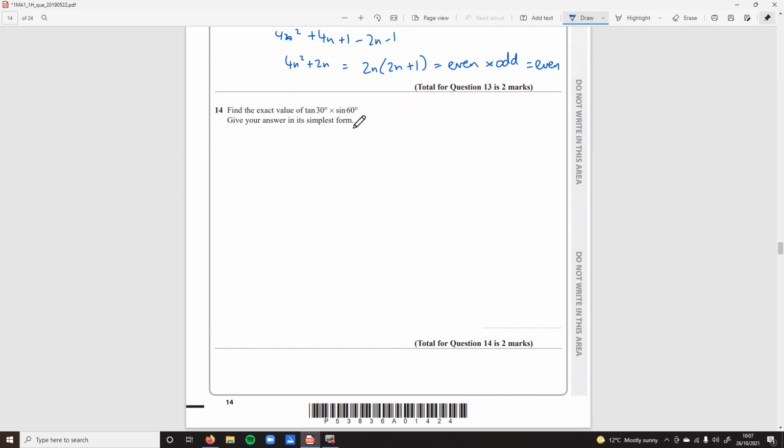Okay, find the exact value of tan 30 times sine 60. Now these are values that you need to know off by heart, which I do not know off by heart. So make sure you know them, because they might come up in a non-calculator paper. Tan 30 is root 3 over 3 times by sine 60, which is root 3 over 2. So root 3 times root 3 is 3. 3 over 6 is a half.